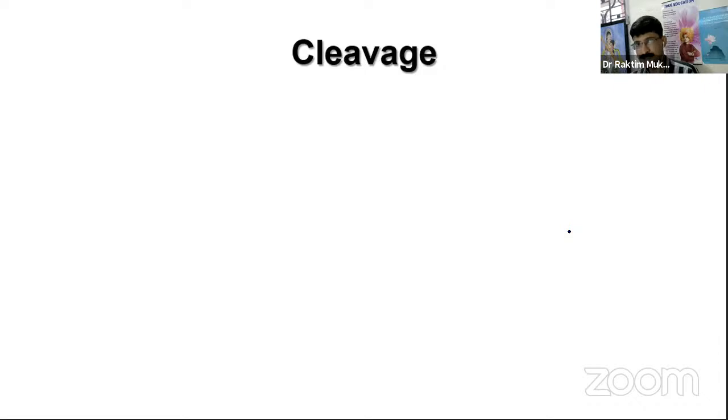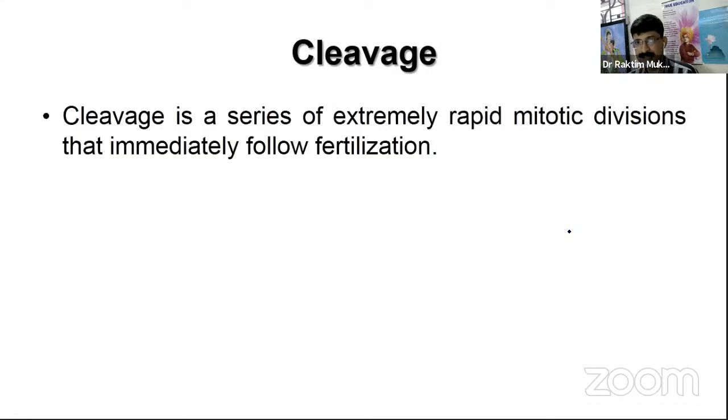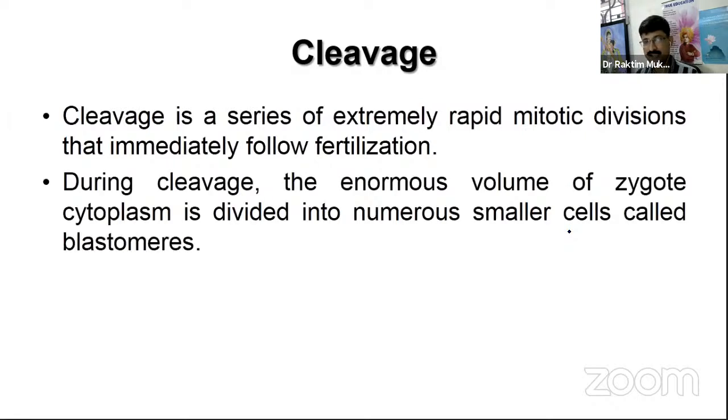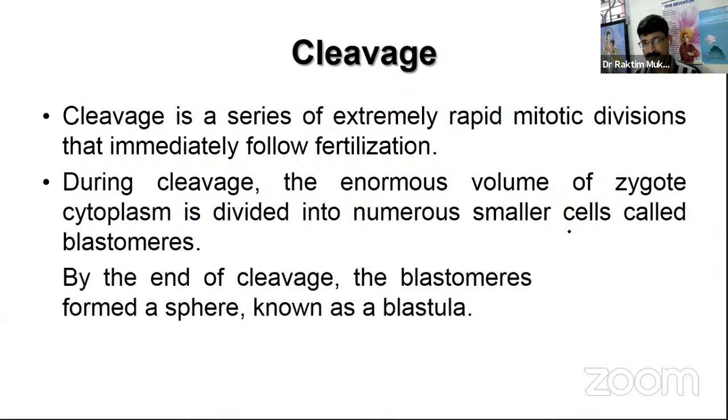My next part is general aspects of cleavage. Cleavage is a series of extremely rapid mitotic divisions that immediately follows fertilization. During cleavage, the enormous volume of zygote cytoplasm is divided into numerous small cells called blastomeres. By the end of cleavage, the blastomeres have usually formed a sphere. This is called the blastula. I am a bit fast because many of the concepts will be repeated in my succeeding slides.